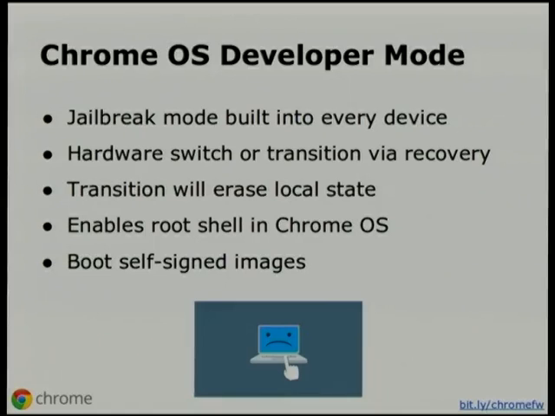When you do enter developer mode, you get a root shell in Chrome OS, and that allows you to start playing with the system. And then you can also enable booting of self-signed images, so you can sign your own images and put them on the disk or boot them off of USB. And developer mode does include a sort of scary boot splash screen that shows up on boot. This is meant so that you know that your system is not necessarily in the fully verified user mode.